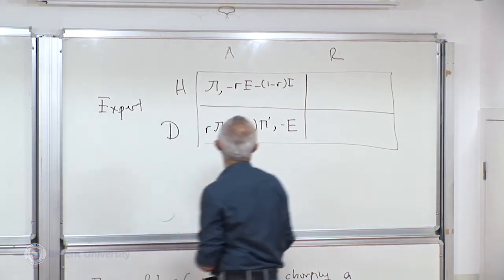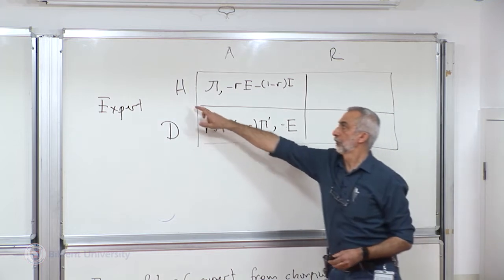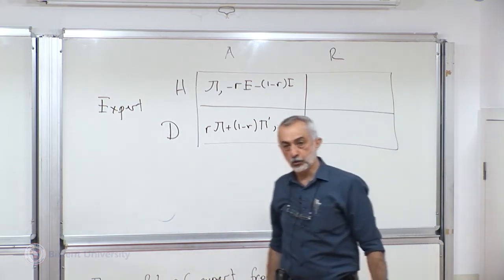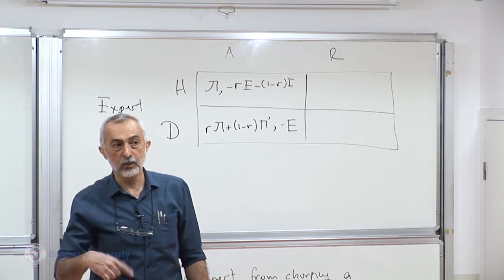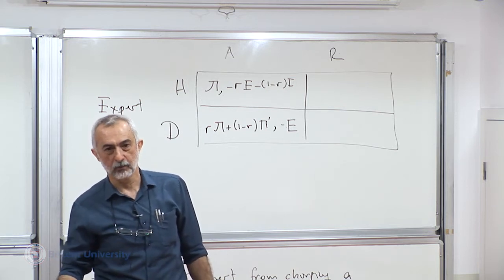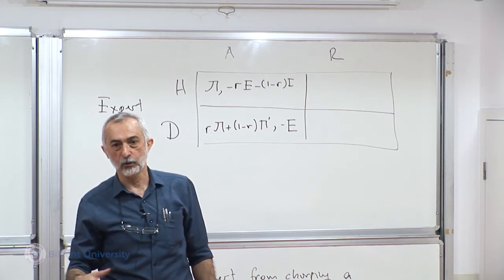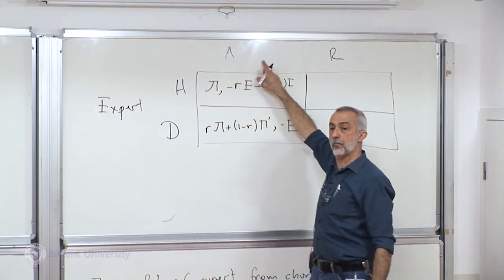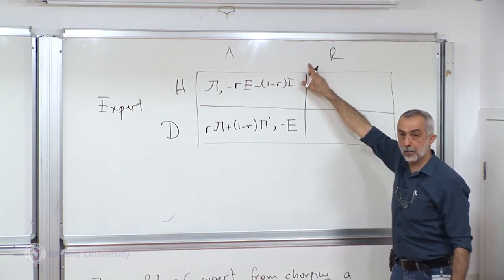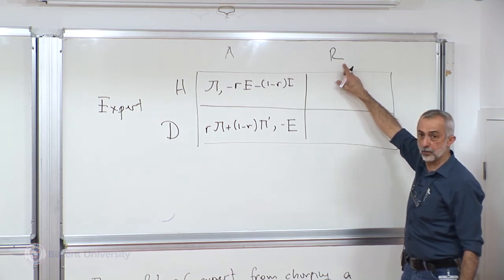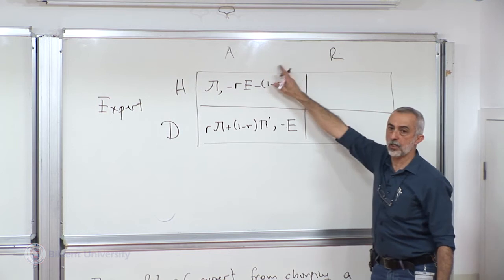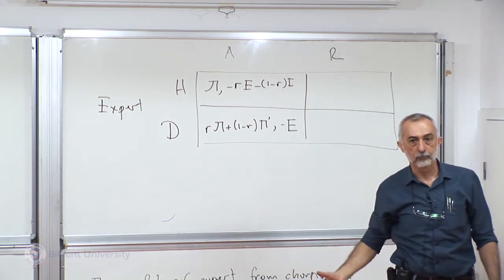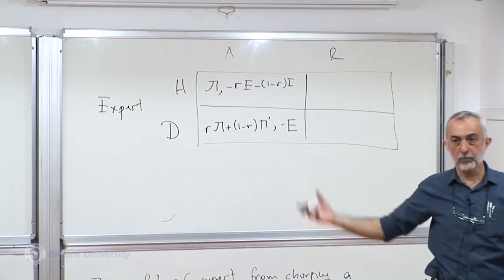Based on this, let's fill in this box. The expert is honest, and the consumer rejects. But what does he reject? He rejects a major problem fee. He accepts a minor problem fee. So A here says accept a major problem fee, accept a minor problem fee. Reject here means accept a minor problem fee, reject a major problem fee. Because in both cases there is accept minor problem fee, we don't write that. If something is common, you don't have to write it. Just keep it in mind.